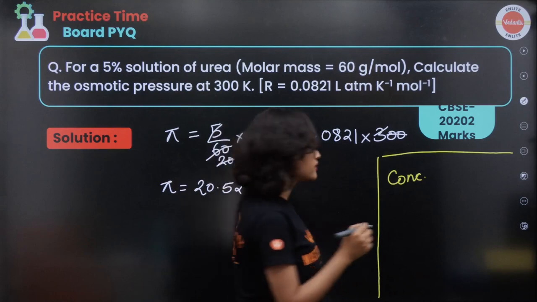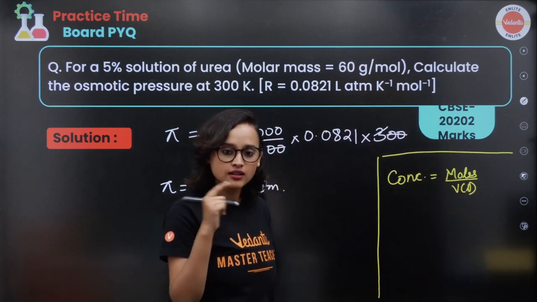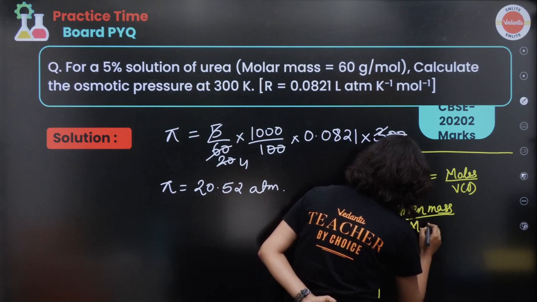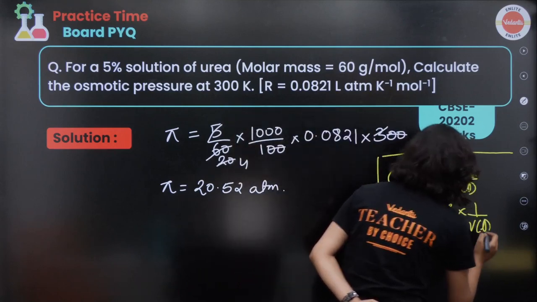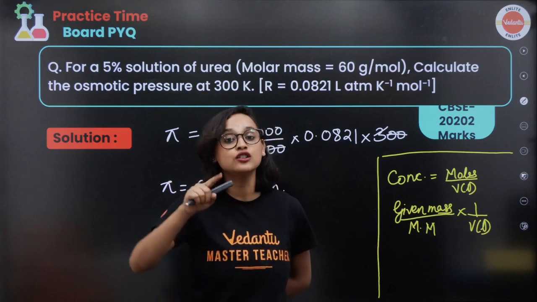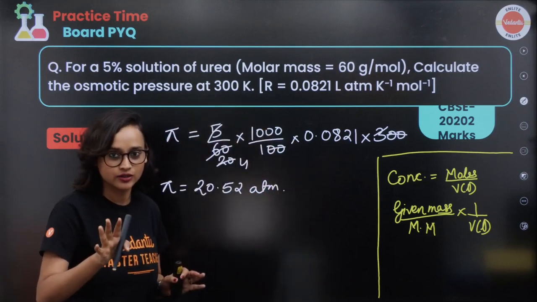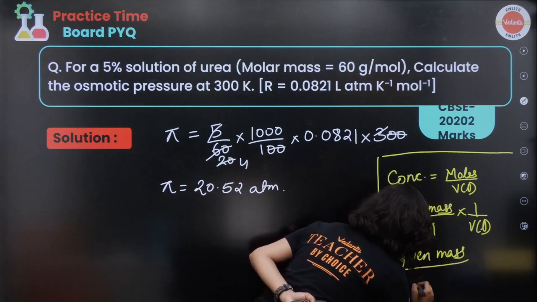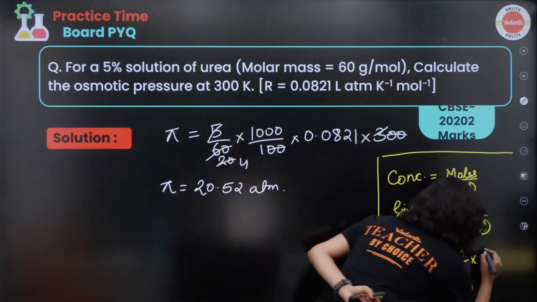Concentration is equal to moles divided by volume, which means given mass divided by molar mass into 1 by volume. Now, we can also write it as given mass divided by molar mass into 1000 divided by V in milliliter, because we have to convert it. So we will write it like this: given mass divided by molar mass into 1000 divided by V ml.